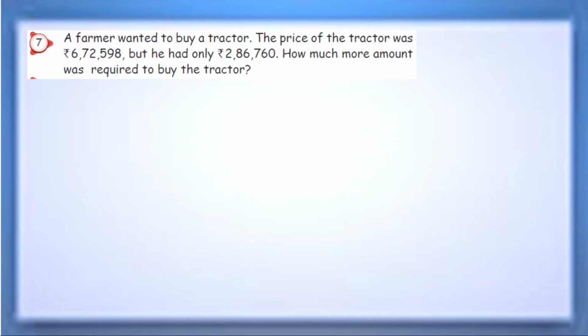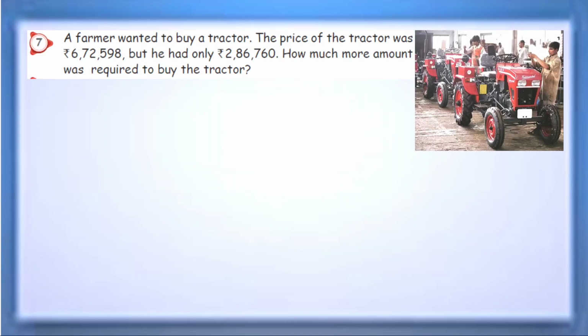Seventh sum. A farmer wanted to buy a tractor. The price of the tractor was rupees 6,72,598. But he had only rupees 2,86,760 rupees. How much more amount was required to buy the tractor? So how much more amount was required?